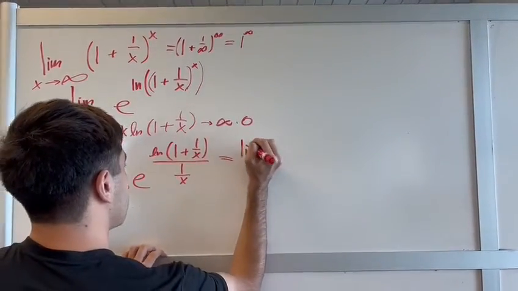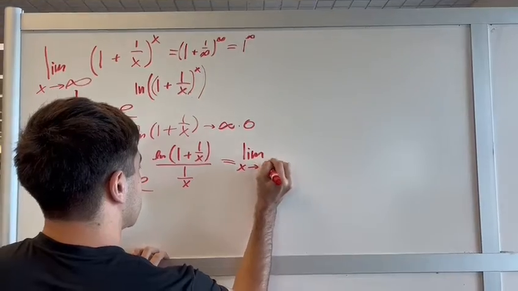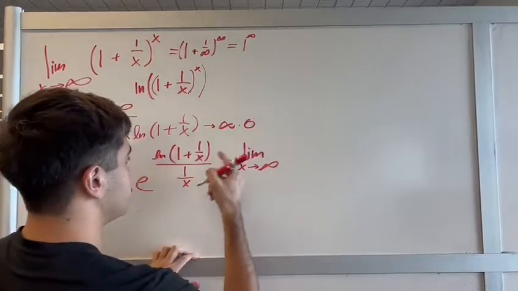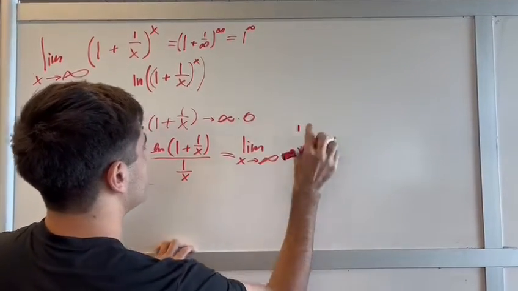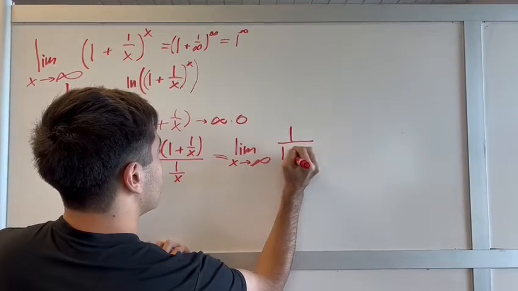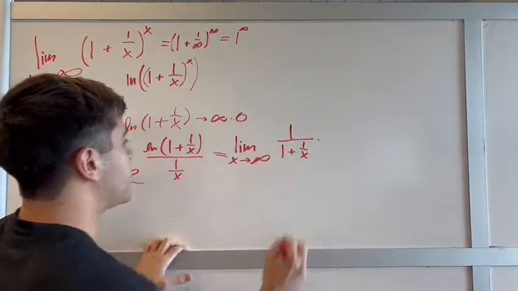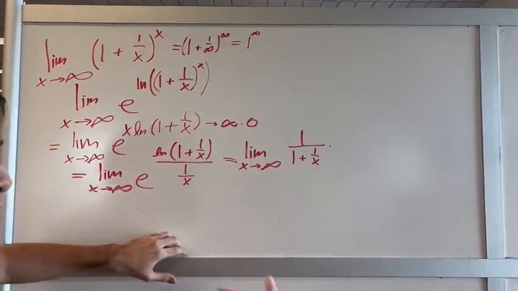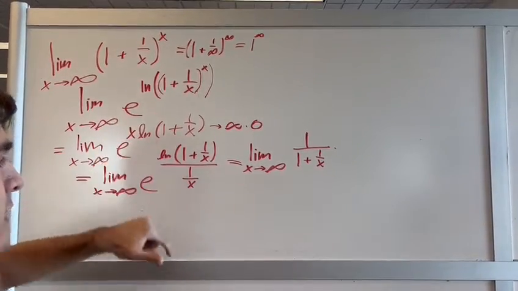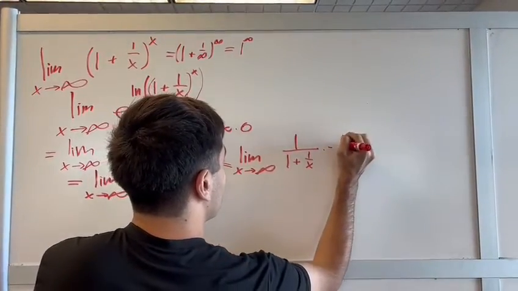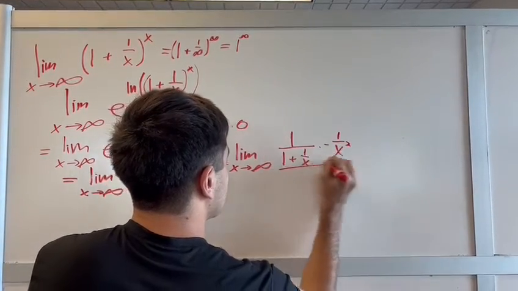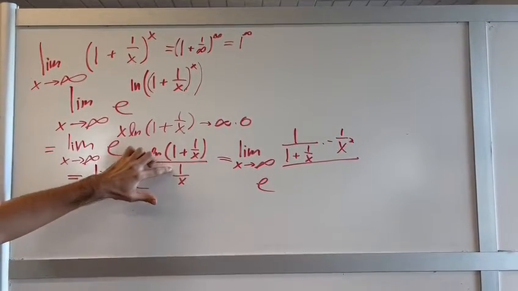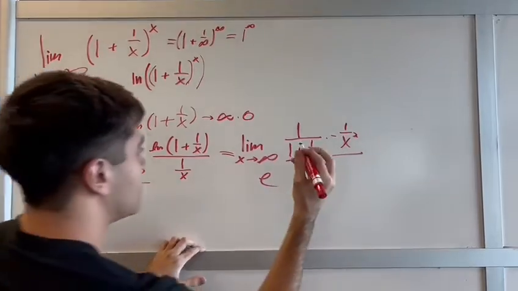So now we have the limit as x approaches infinity of, okay, the derivative of this is basically 1 over whatever's in the log. So it's just 1 over 1 plus 1 over x. And then you multiply by the derivative of whatever's inside here, right? The derivative of 1 is just 0, and for the derivative of 1 over x, you do the power rule, so that's negative 1 over x squared. And by the way, all this is raised to the e, don't forget the e. Now we take the derivative of the denominator, which is just negative 1 over x squared.